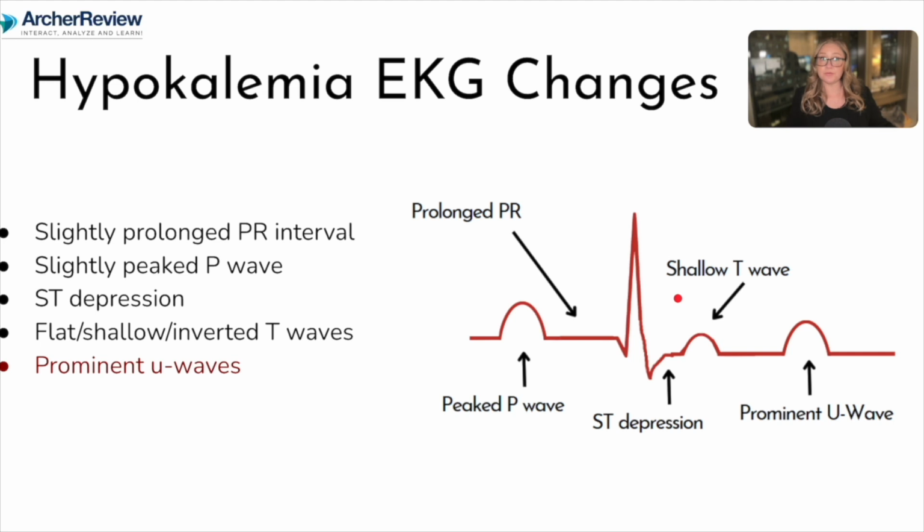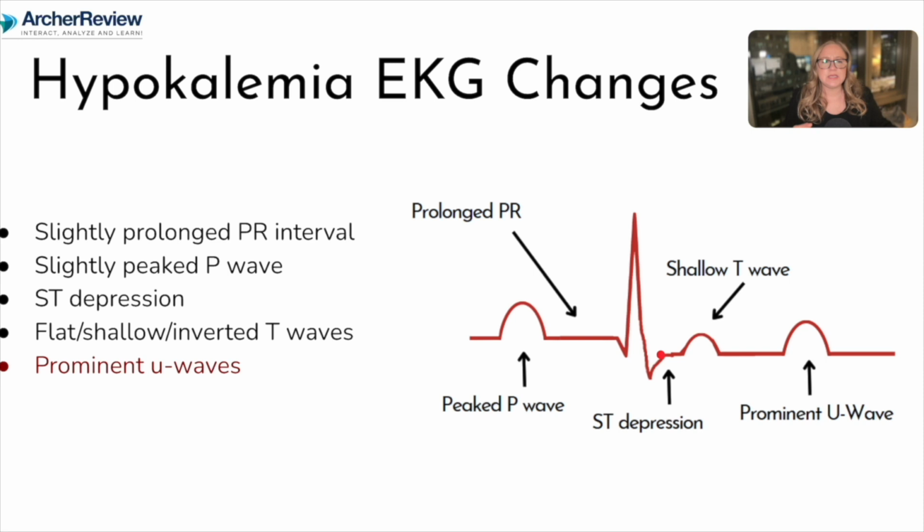Next, let's look at a low potassium level. Hypokalemia causes different EKG changes. A slightly prolonged PR interval and a slightly peaked P wave. So in hyperkalemia, we saw a wide flat P wave, and it's exactly the opposite in hypokalemia, a peaked P wave. We also see that ST depression.